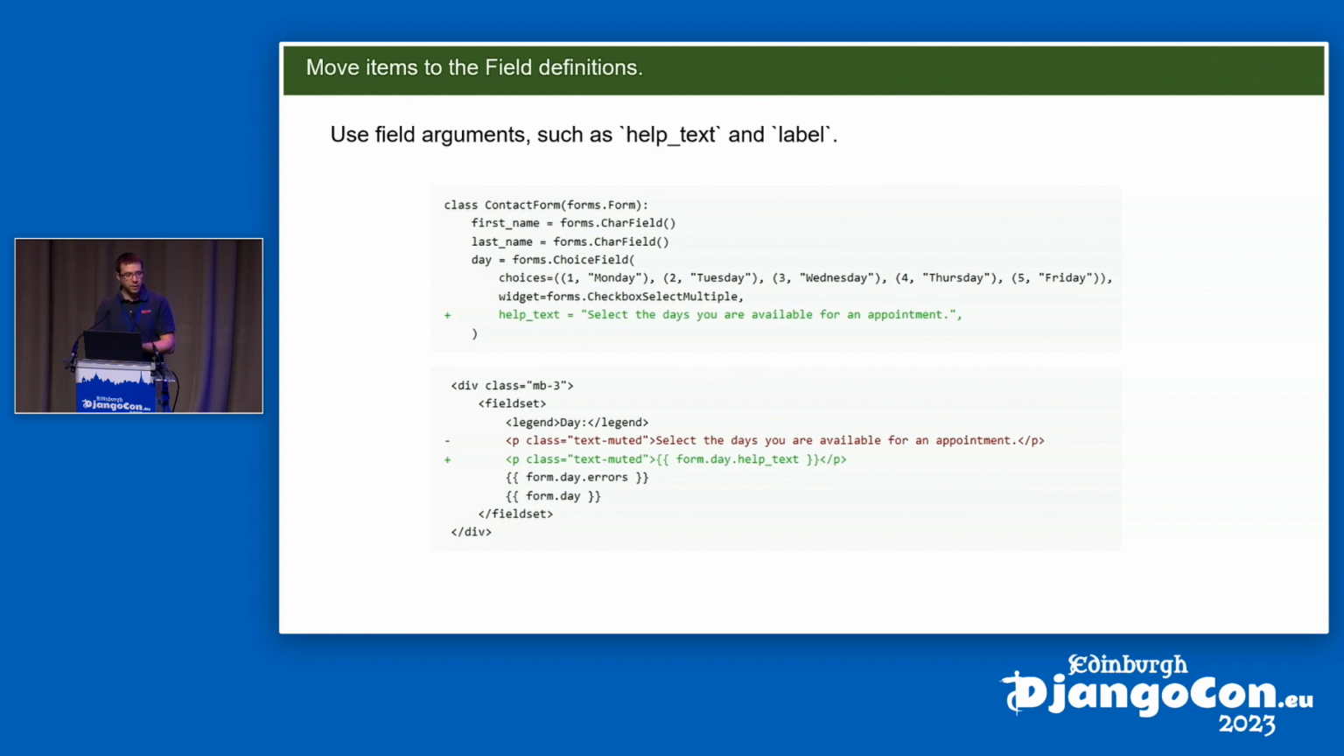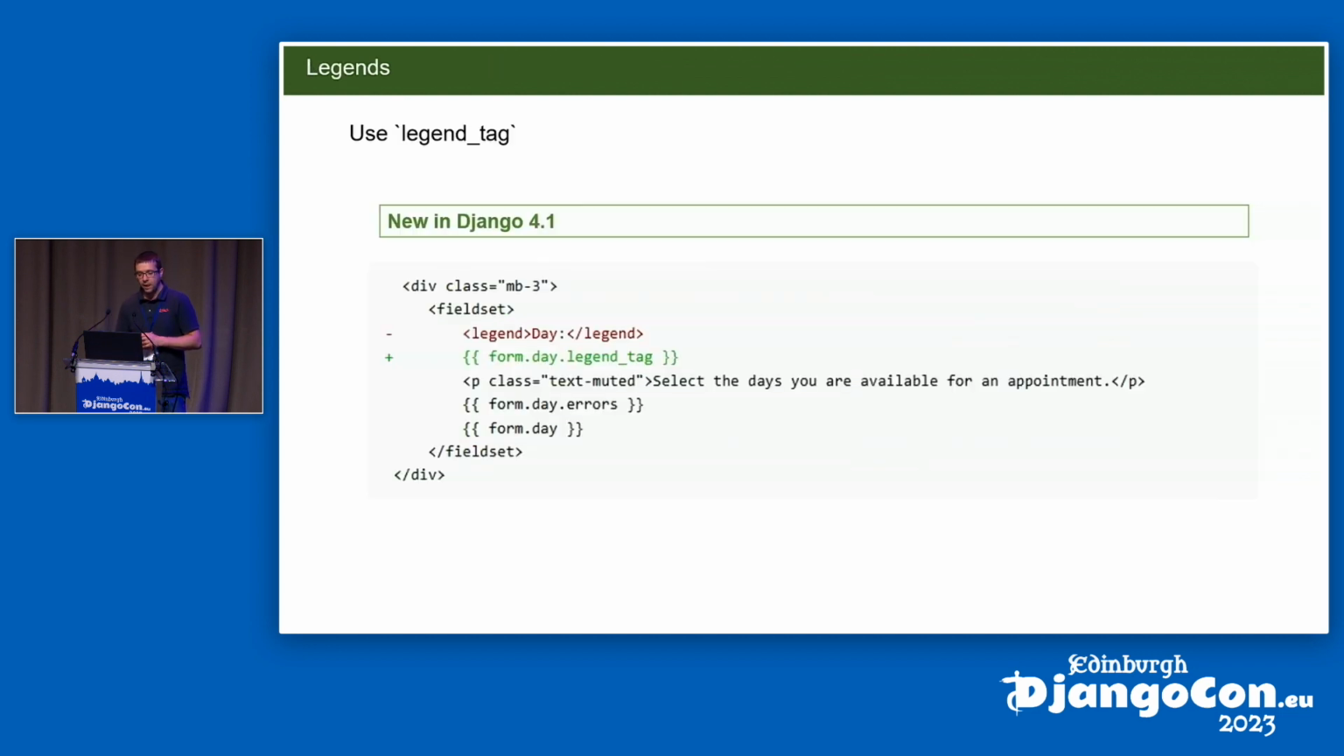So this has been around for some time. This is not new capability, but what is new in Django 4.1, we introduced the legend tag. So traditionally, there's a label tag, which will render your field label in label tags. But for fieldsets, we need to do the same thing, but in legend tags. So this got added in 4.1.